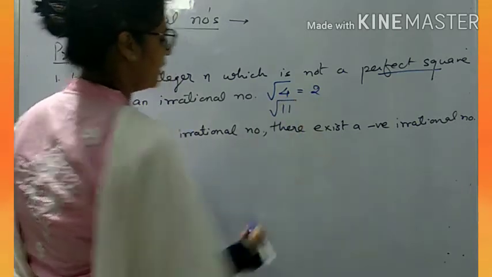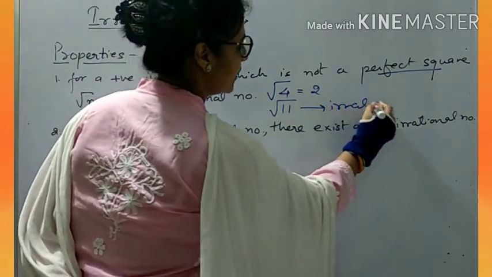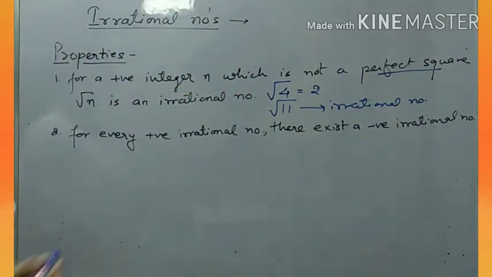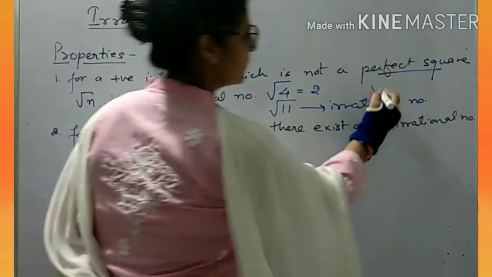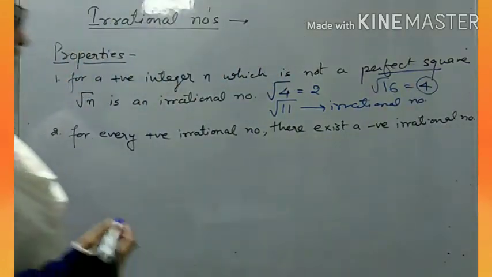But if it is not a perfect square, like 11, so what is root 11? So root 11 is an irrational number. Root 7, it is an irrational number. Root 16, what is root 16? Root 16 will be 4. So it is not an irrational number.